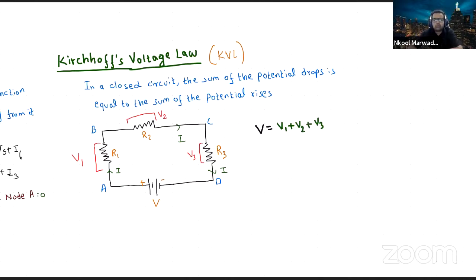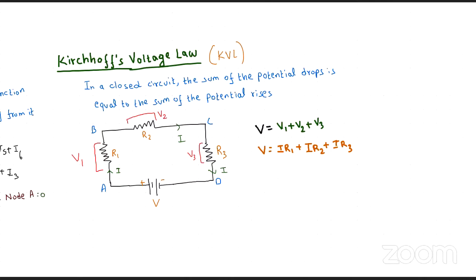And according to Ohm's law, what is V1? V1 is IR1. What is V2? IR2. Because Ohm's law says that V is equal to IR, and I is the same. And V3 is IR3. And it will be equal to V. So this is Kirchhoff's voltage law.